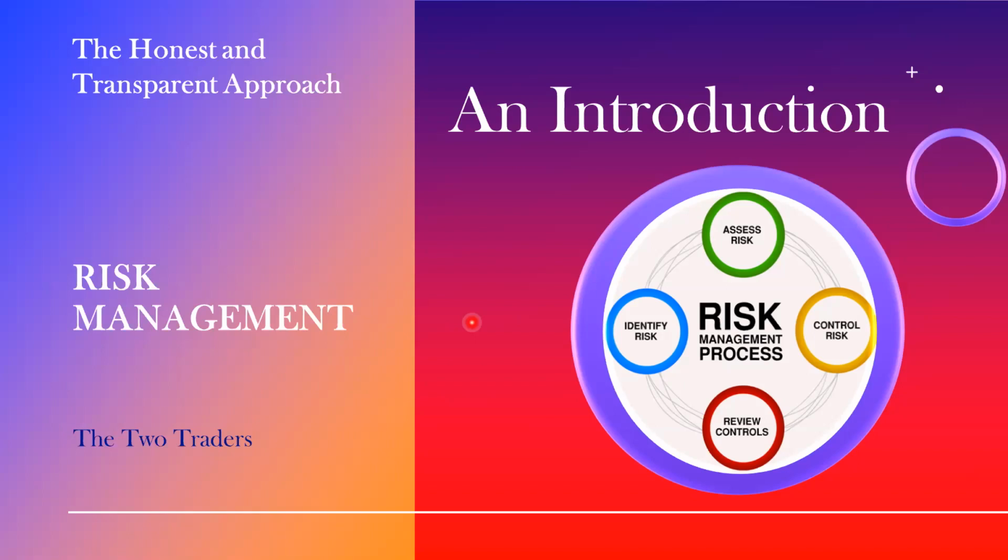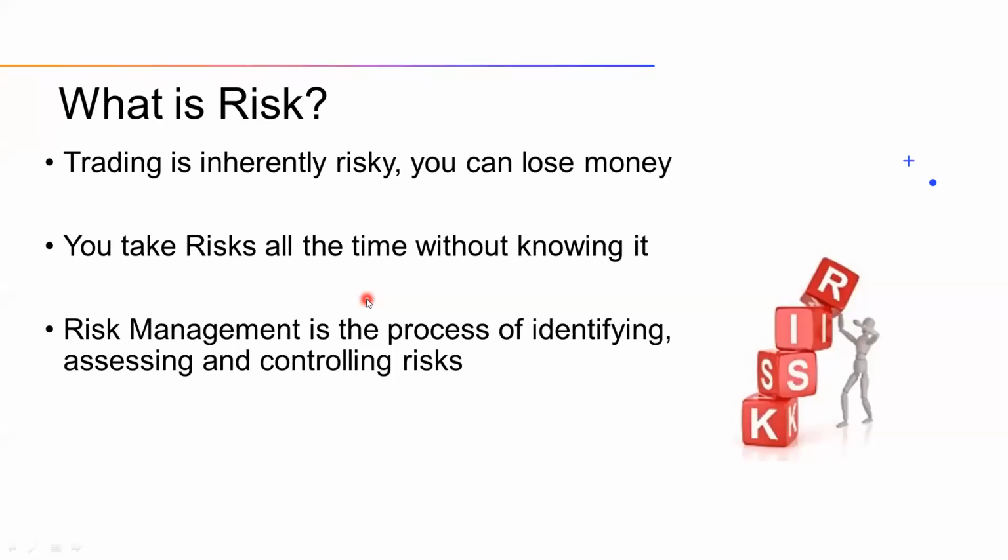So for this lesson, we're going to be going over an introduction to risk management. So the risk management process typically has four pillars: identifying the risks, assessing the risks, controlling the risks, and then reviewing the controls. Now, this applies to anything, whether that's health and safety risks or trading risks. So let's start by defining what risk actually is. Risk is a probability of something going wrong or against what you expect it to.